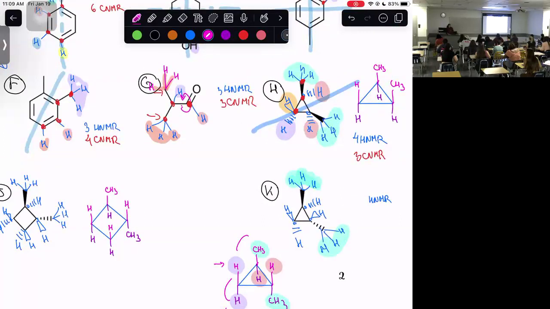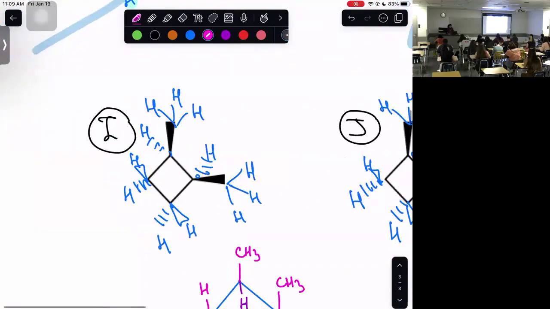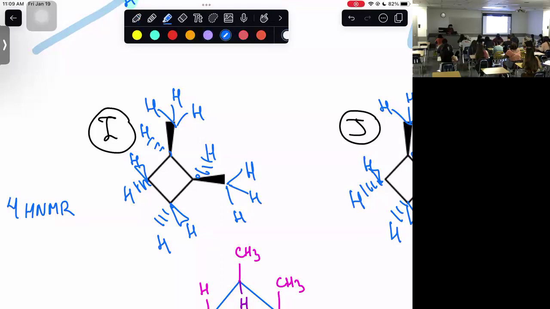We're good on those? Okay, now let's see a slightly different version. Molecule I. That's your cyclobutane, and this one is the cis isomer. How many H NMR signals do you see in total? 4. You guys are absolutely correct. Are there any planes of symmetry in here? How many? Only one, right across from here.